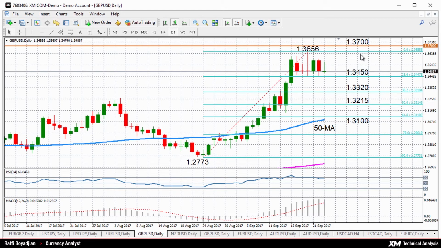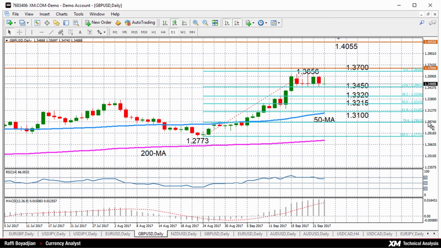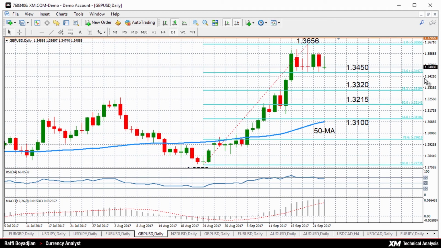The next key resistance levels to watch out for are the psychological 1.37 level, followed by the 1.4055 level. But if in the meantime we do see prices drifting lower, support should come from around 1.3450, which is the current support level that has been acting as support in the past few days. Below that we have 1.3320, and then 1.3250 should act as support before prices would near the 1.31 level.